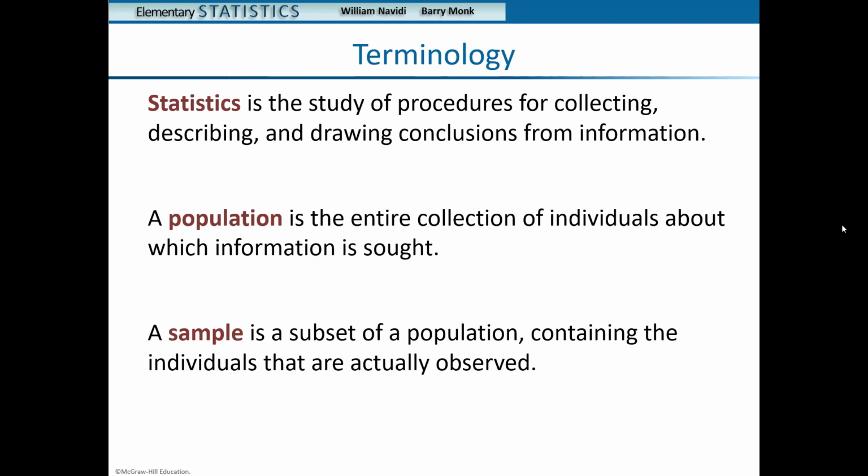So in statistics, typically, we are trying to understand some characteristics of a large population, right? A population is the entire collection of individuals about which information is sought. It's typically not practical to collect information on every single individual in the population. So instead, we focus on a smaller subset, which we call a sample. A sample is a subset of a population containing the individuals that are actually observed.